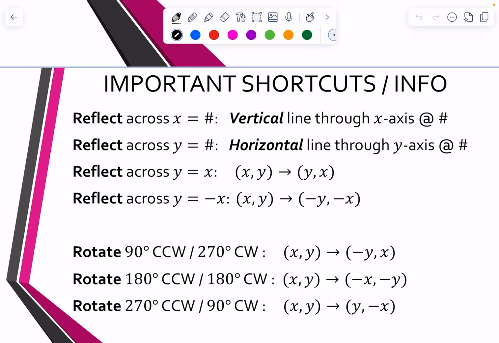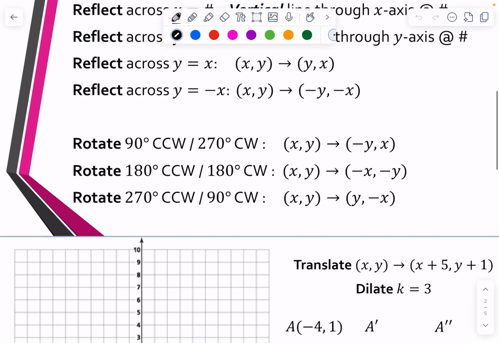Remember, when we're rotating 90 degrees counterclockwise, what we simply do is x and y swap locations, and the y value becomes its opposite. When we rotate 180 degrees, we keep x and y in their same location, but we make them the opposite sign. And if we rotate 270 degrees, we swap the x and the y, and we make the x its opposite sign. Okay, so those are just some shortcuts.